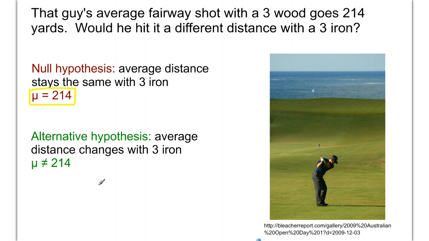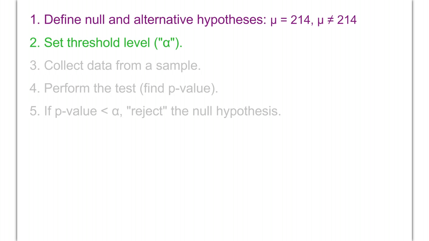The alternative hypothesis is that it changes. Now we don't know if it goes farther or shorter. Let's assume we don't know a whole lot about golf. We're not sure if this new club is going to make the ball go farther or shorter. And we're just going to say mu is not equal to 214. So exactly the same thing, just a not equal sign. So now we have our null and alternative hypotheses: mu is equal to 214, mu is not equal to 214.